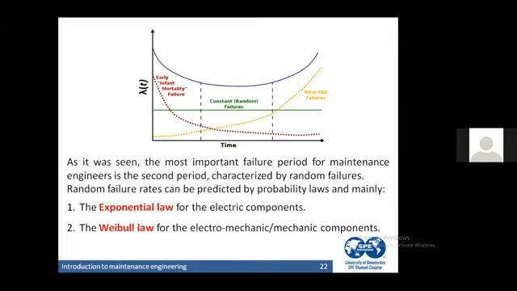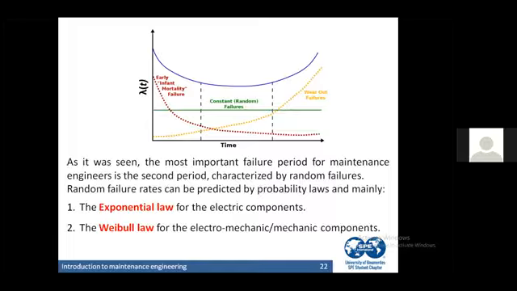Random means a lot in probabilities. Random means the only solution for the state of equipment in this phase is to use probability laws. So the question is, as maintenance engineers, we have our equipment in the second phase of life. How can we predict the state of life or the state of failures at any moment of time?